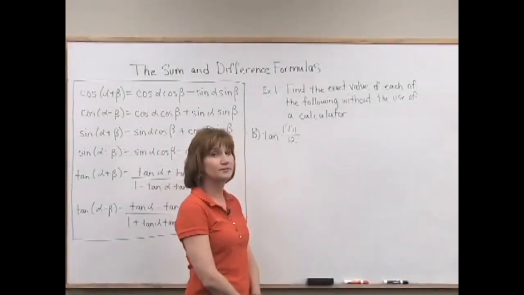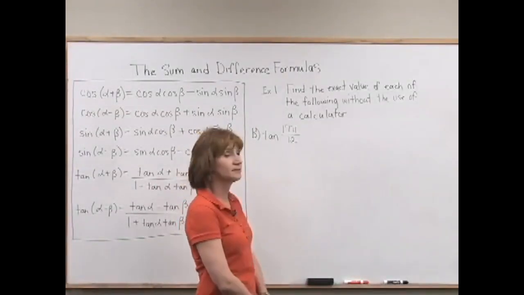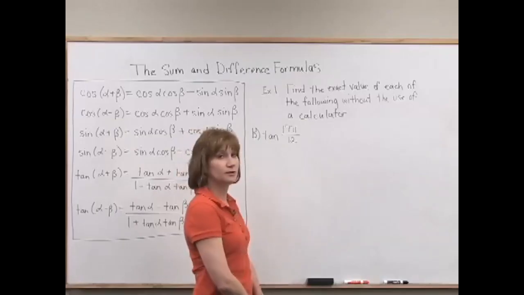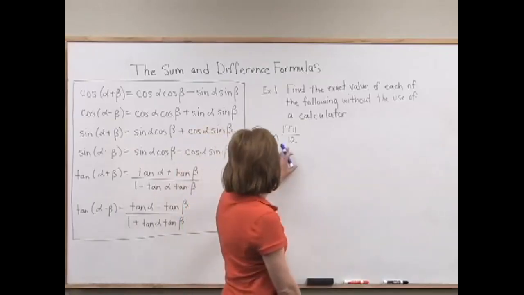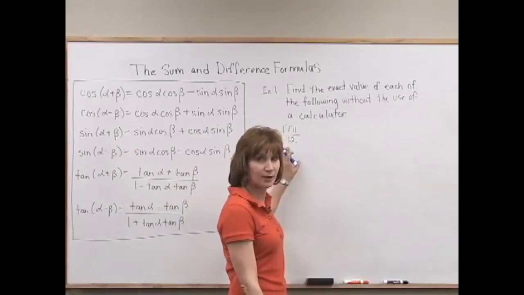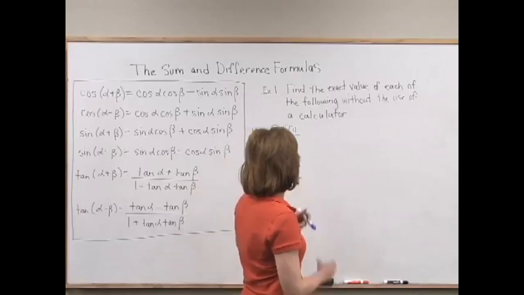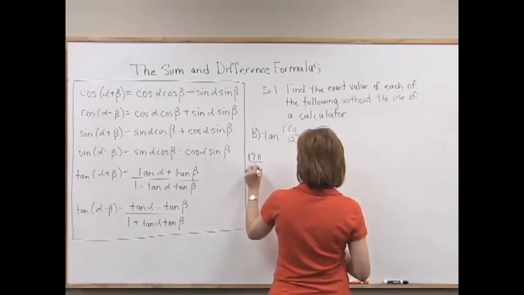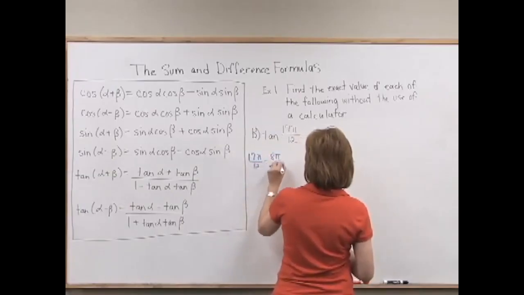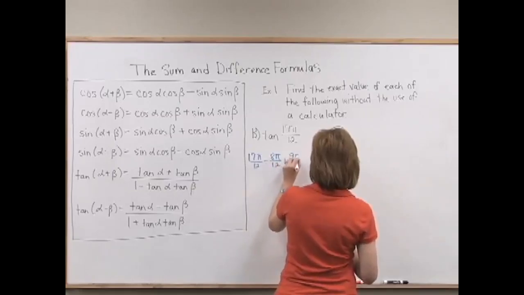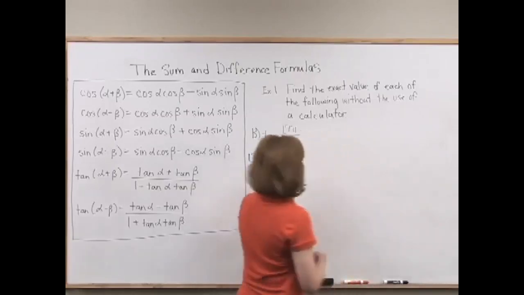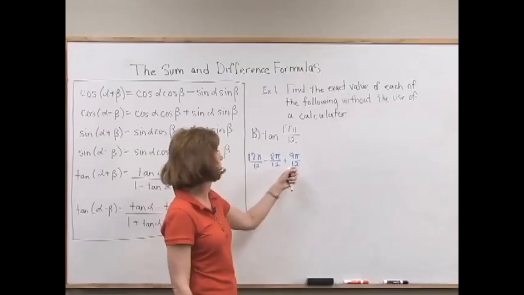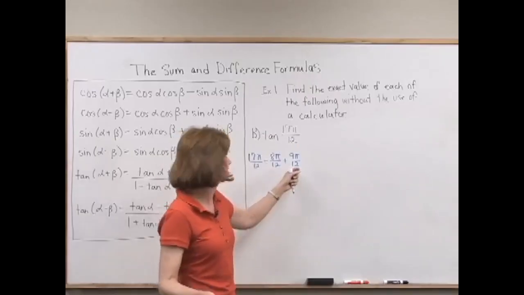In this example, we want to find the exact value of the tangent of 17 pi over 12 without the use of a calculator. This time, we're going to think of two numbers that we either add or subtract to get 17 pi over 12. Well, let's see. 17 pi over 12 could be written as 8 pi over 12 plus 9 pi over 12. That certainly adds up to 17. And if I reduce each of these, that would be 2 pi over 3 and 3 pi over 4. Those are both special.